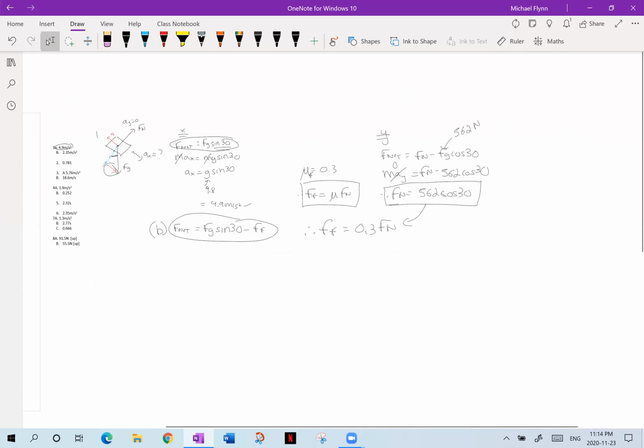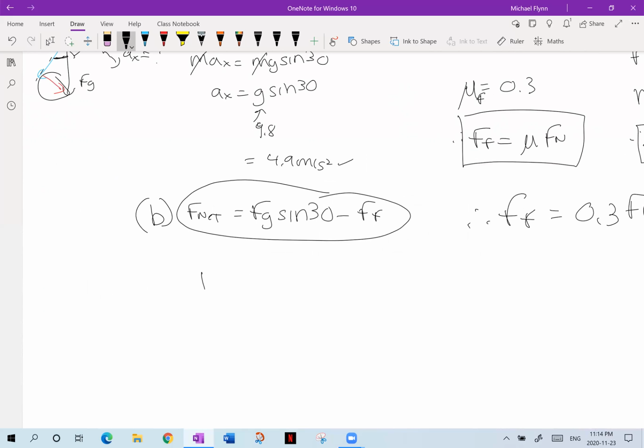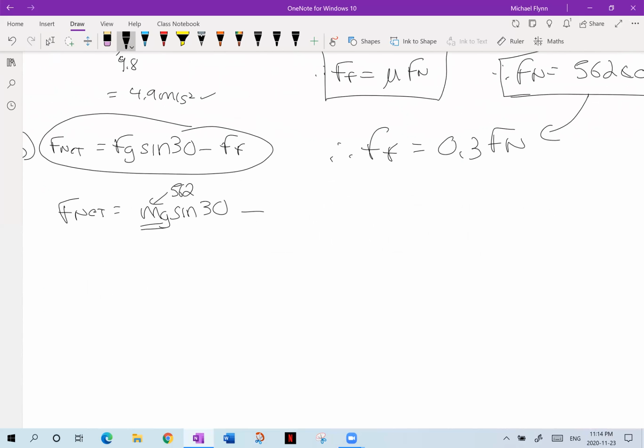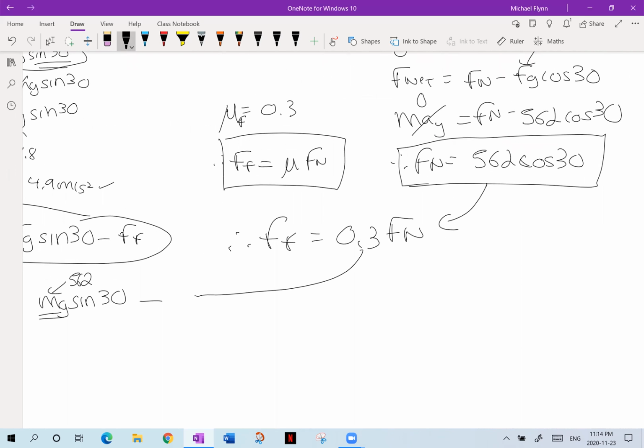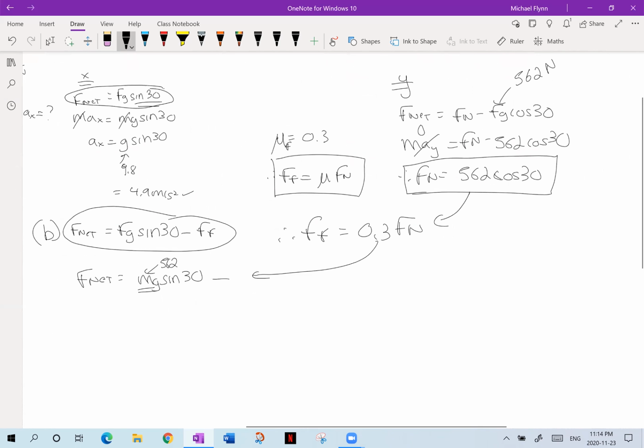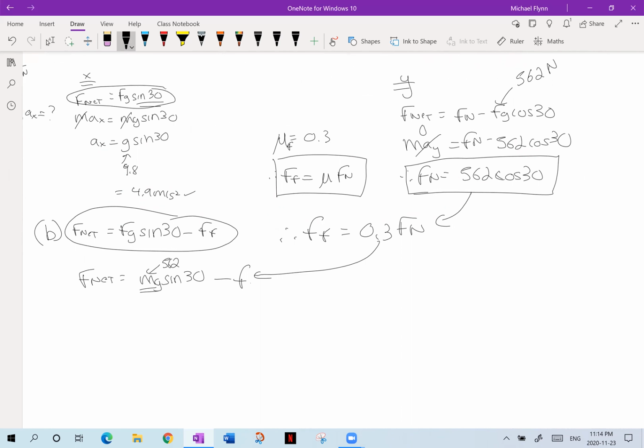All right, so now that we've worked out how much friction there is, now we can go back to our question, our solution, and say, okay, so the net force is equal to mg sine 30. Now we know this is 562. The whole expression, both the m and the g disappear when you put that in. And then it's going to be minus whatever you get for the force of friction. So whatever that force of friction is, plug it in there. So it's going to be minus the force of friction. And just go ahead and plug in the number that you got for the force of friction.